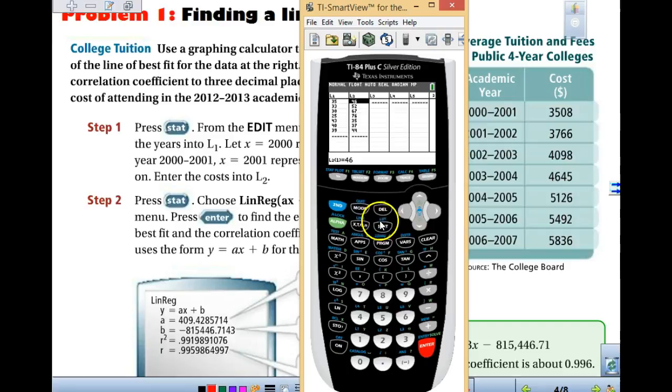You hit stat, and the directions say from the edit menu, hit enter. So the word at the top says edit, you just hit enter. And you get to these lists.